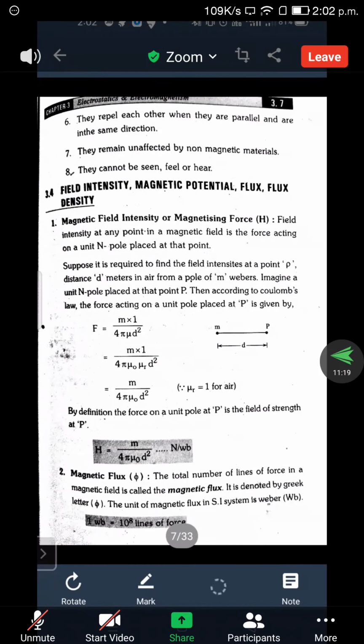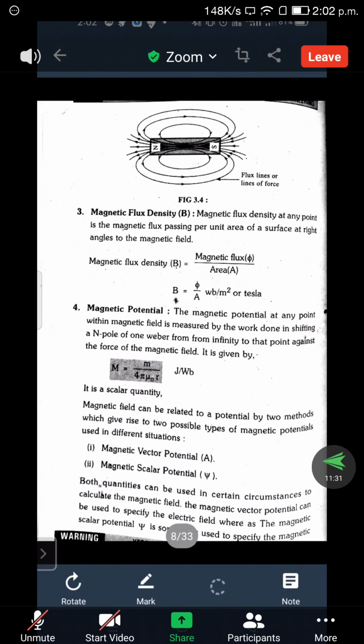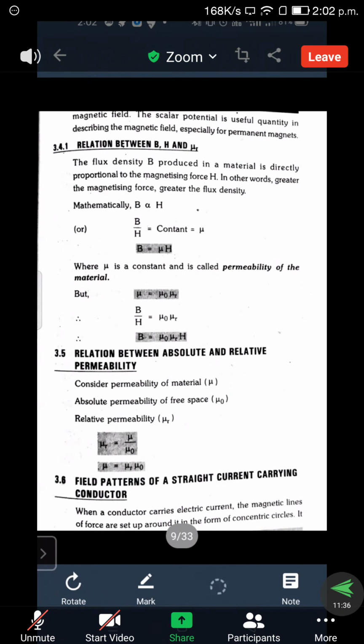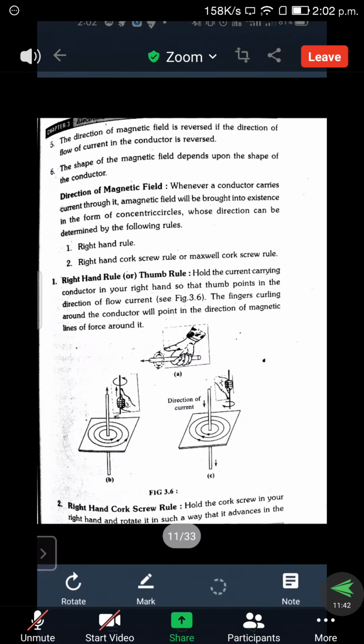Next, these are important for the concept. Flux density B is equal to phi by A. That point we should remember. Next is m into 4 pi d square. That is one more point to remember. The entire third chapter deals with around 10 formulas, and those formulas we should know by heart: the H value, the B equation, the flux equation, the value of mu, the force value. That will be helpful for simplifying the problems.